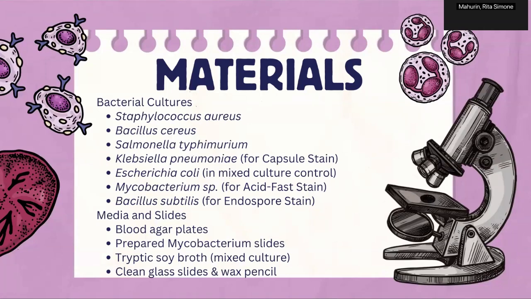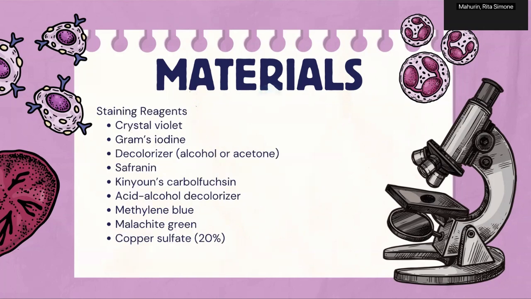We used prepared Mycobacterium slides. We also used TSB, or tryptic soy broth, which is the mixed culture. And we also had the clean glass slides and wax pencils that we used. For the materials, we used staining reagents. So we used crystal violet, Gram's iodine, the decolorizer, which is alcohol or acetone, safranin. We also used the carbol fuchsin, acid alcohol decolorizer, methylene blue, malachite green, and copper sulfate 20%.